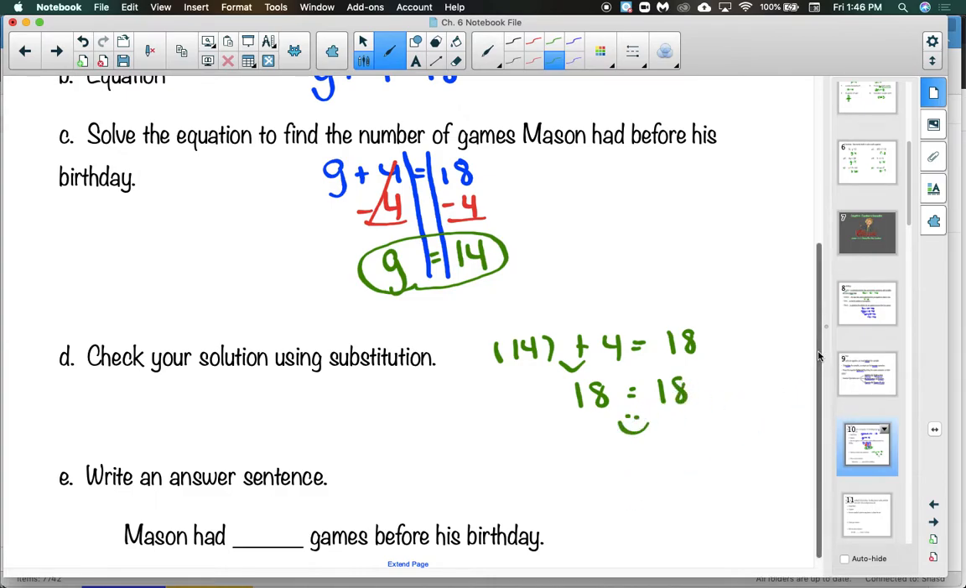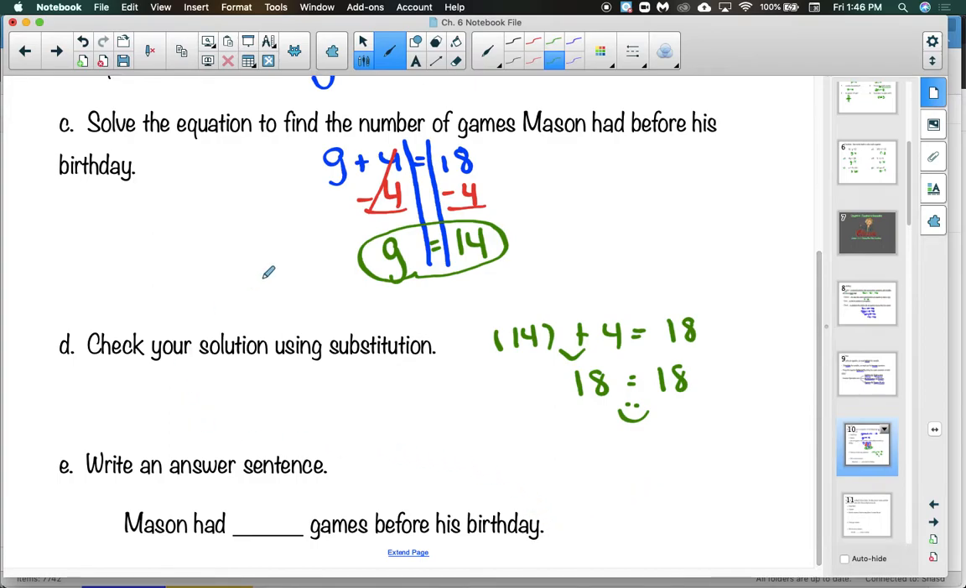Okay? Then last but not least, we write an answer sentence. Remember, our answer was this piece up here, the solution, G equals 14. So to answer the question, how many games did Mason have before his birthday? Mason had 14 games before his birthday.